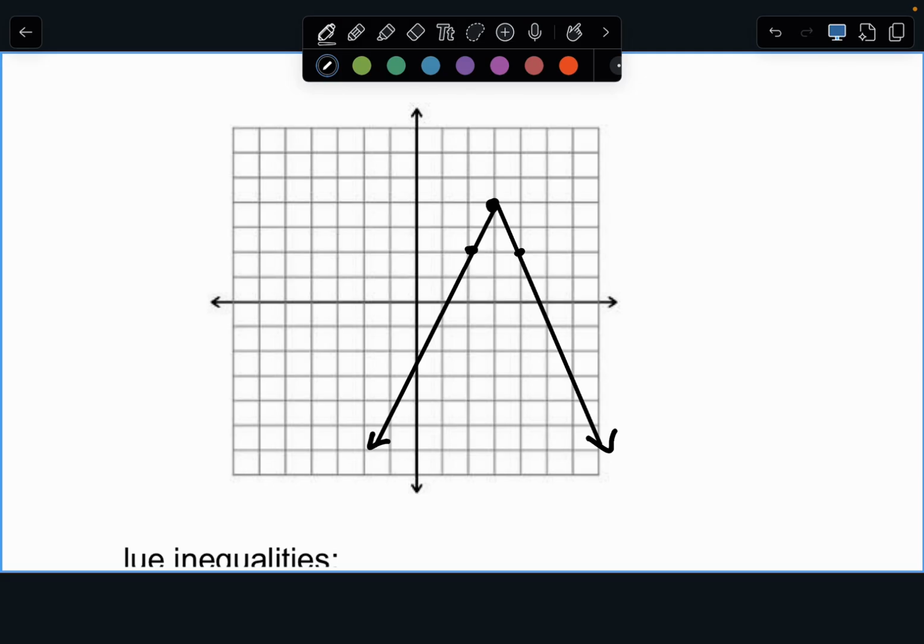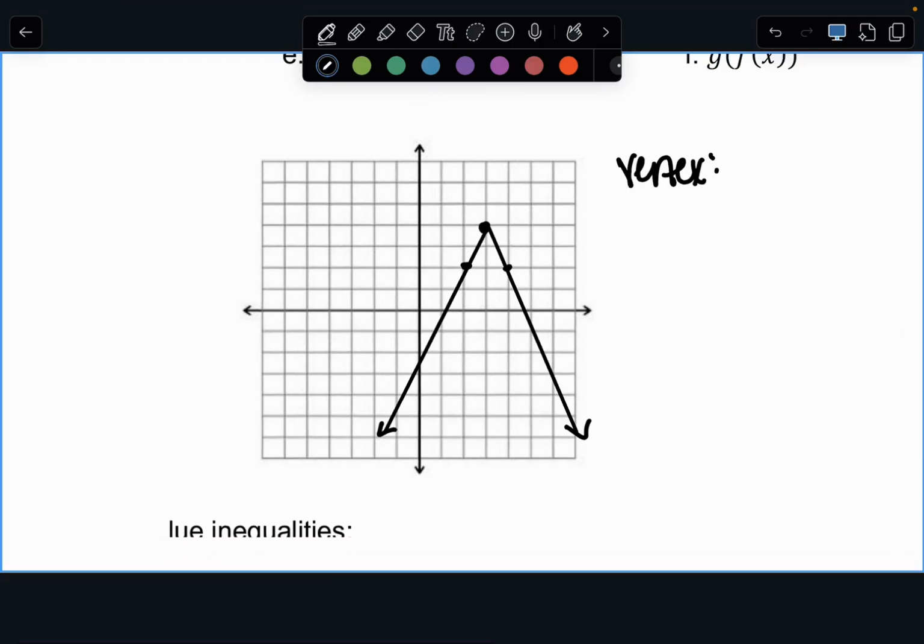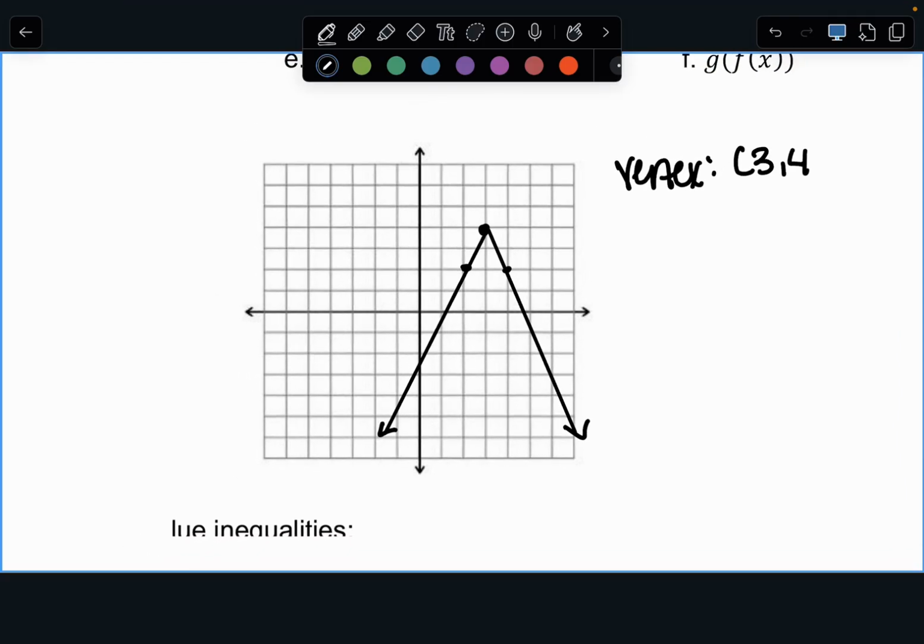Okay, here's my absolute value graph. We're going to do the same thing that we did, but in reverse order. What is my vertex? That's step 1. 3 and 4. Perfect. So from my vertex, what's my H value? 3. What's my K value? 4. What's the slope, aka A, on the right-hand side? Down 2 over 1. So A, or my slope, is -2.